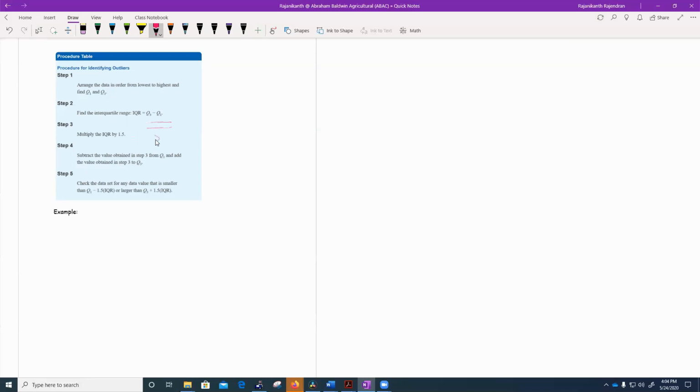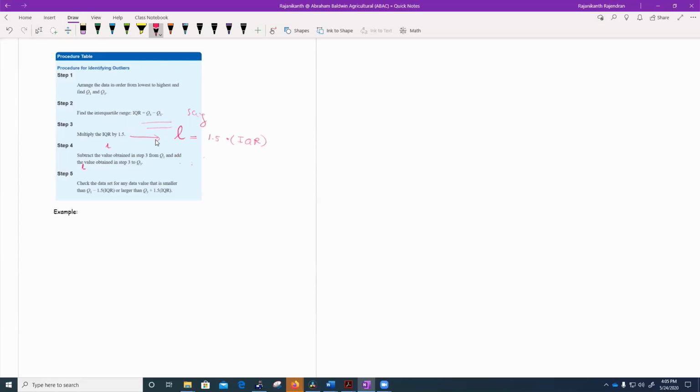So let me denote that number by little l. So I am writing little l as 1.5 times IQR. I'm simply multiplying my IQR answer with 1.5. Say that is L, little l. I'm just defining my little l. Now after getting the little l answer, subtract this value, little l, from Q1, then add little l to Q3.